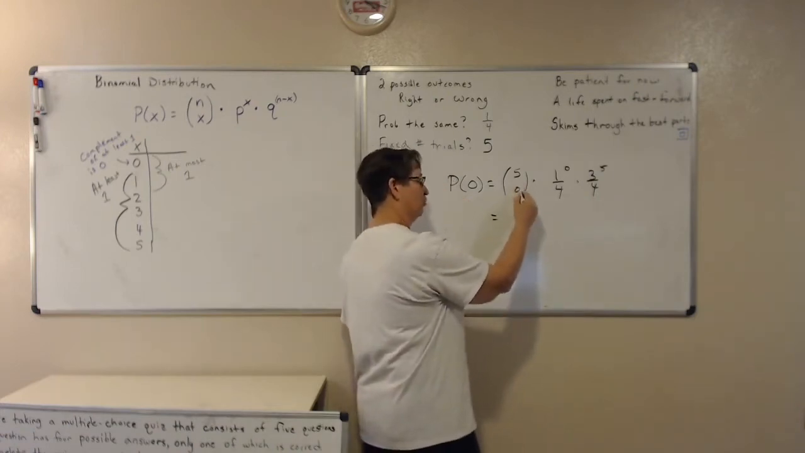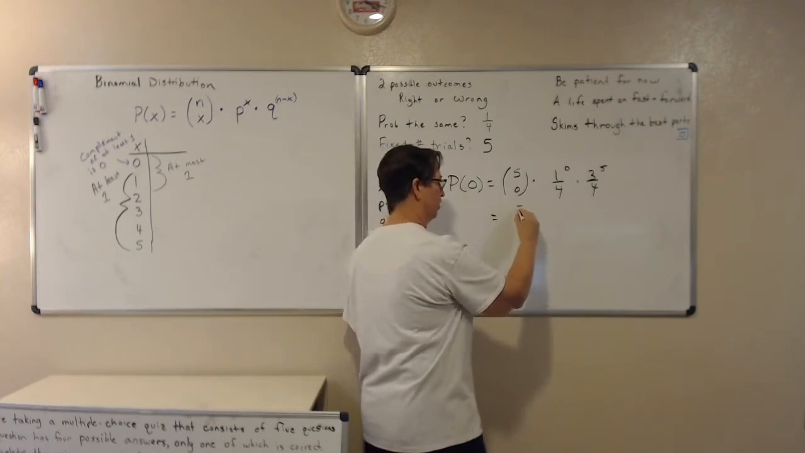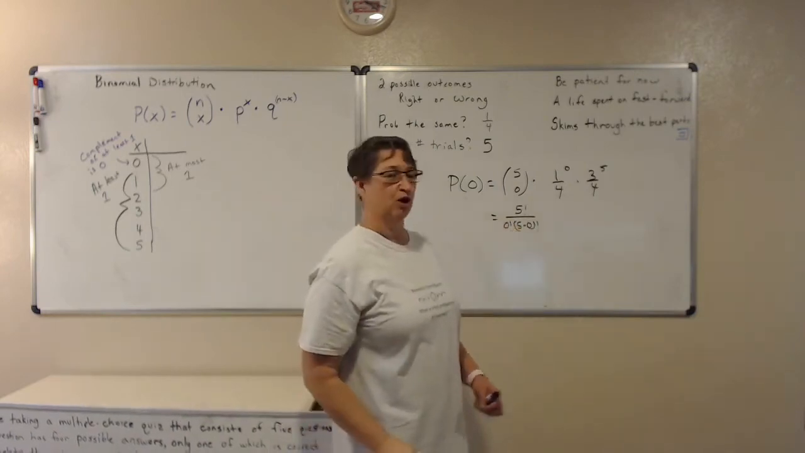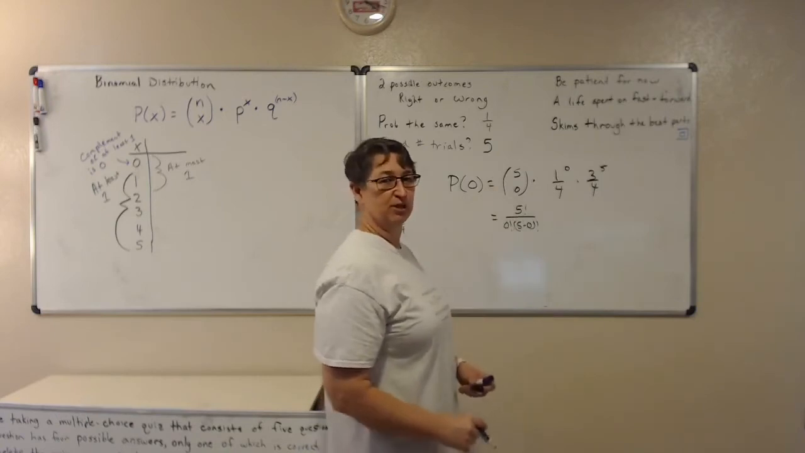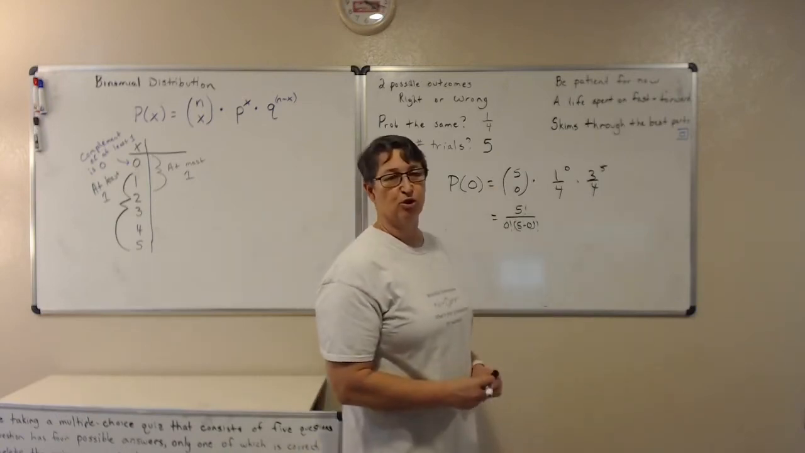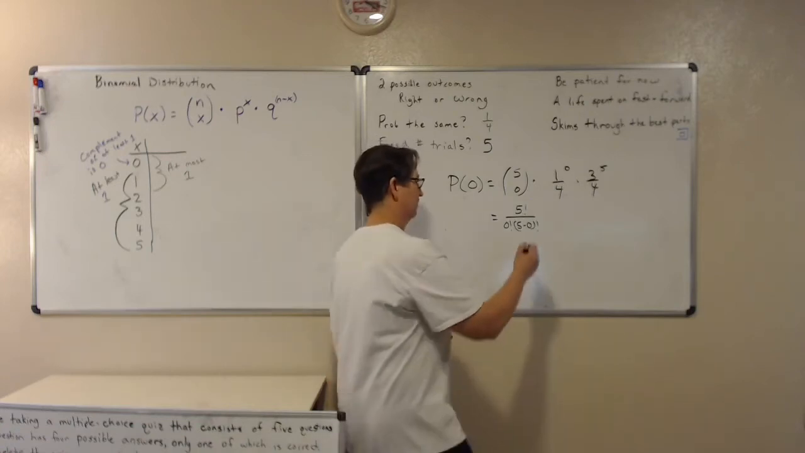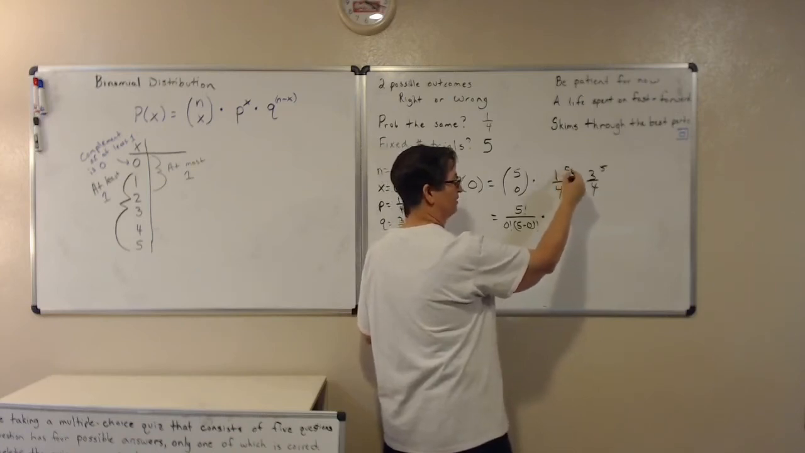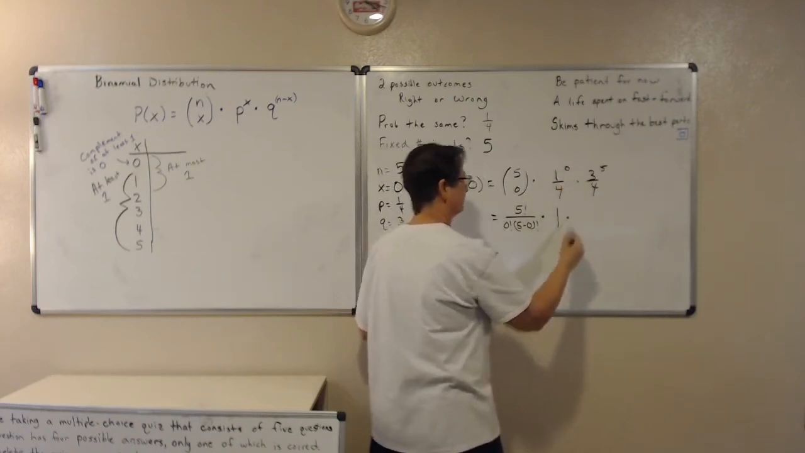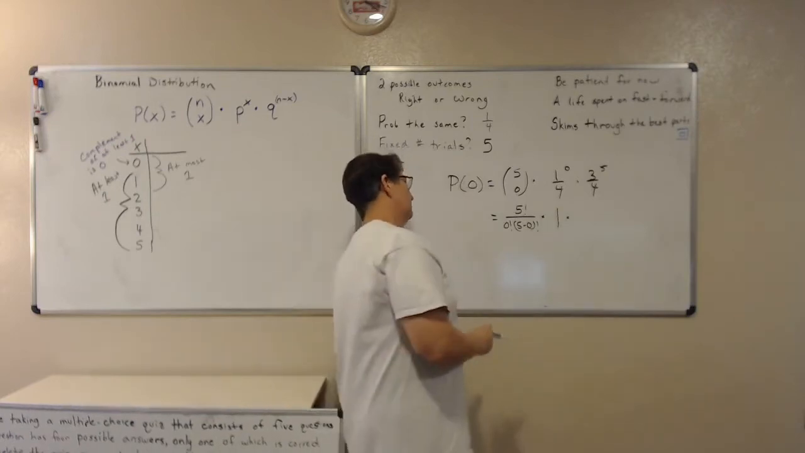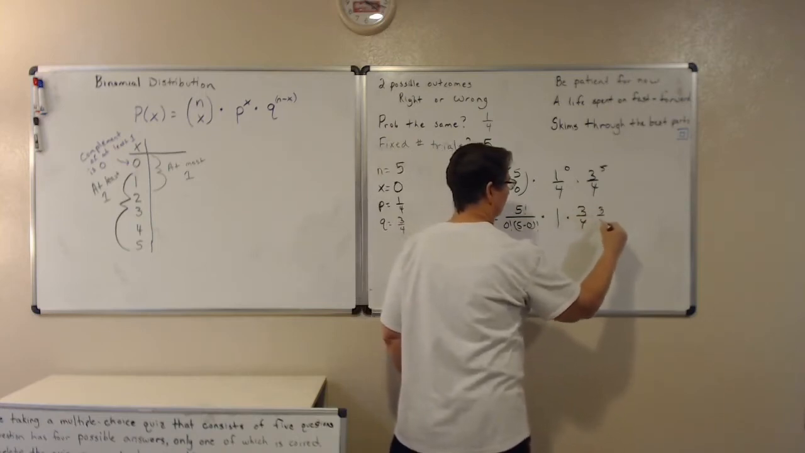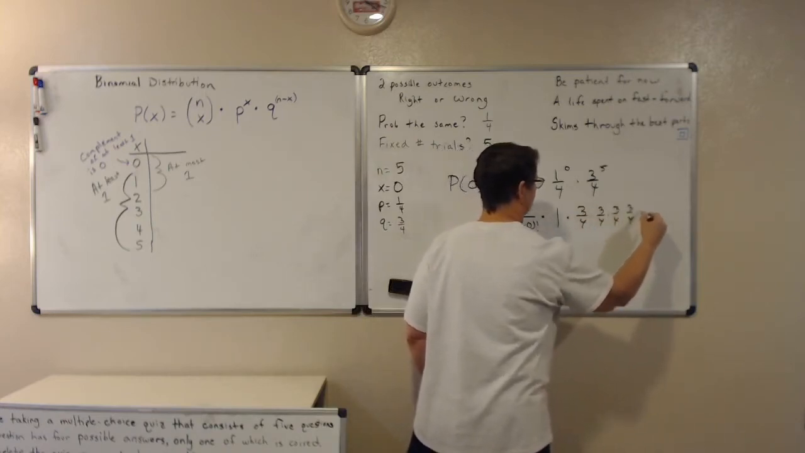So now, how many different ways are there? Well, 5 choose 0 is 5 factorial over 5 minus 0 factorial, 0 factorial. We're going to look at Pascal's triangle tomorrow, and we'll get really fast at being able to do some of these combinations. Plus, the more you do it, the faster you're going to get at it. Remember, any non-zero number raised to the 0 power is just going to equal 1. And then this is 3/4 times 3/4 times 3/4 times 3/4 times 3/4.